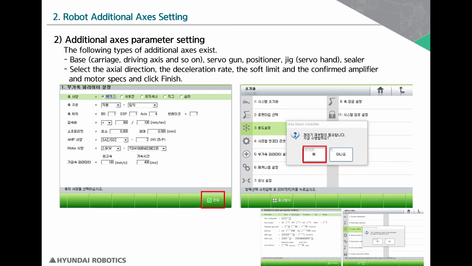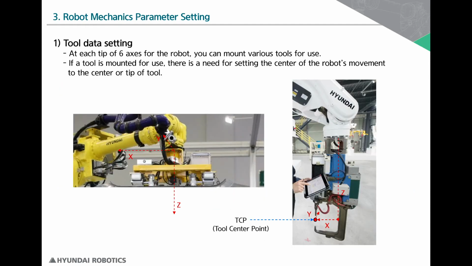Set the soft limits to restrict the limits of deceleration rate and additional movement. Also for amp and motors, find and select the accurate specs of controller and additional axis. Once the additional axes are set, you must reboot the controller to apply settings. This chapter will show you how to set the tool data.